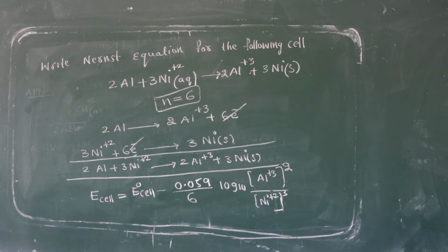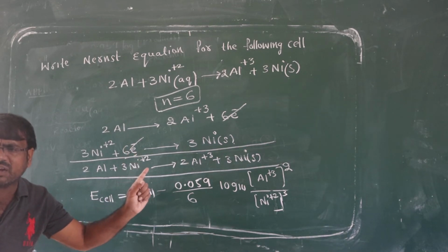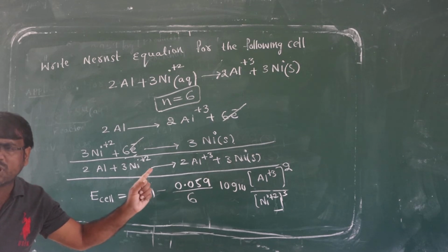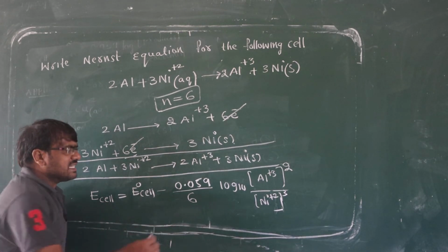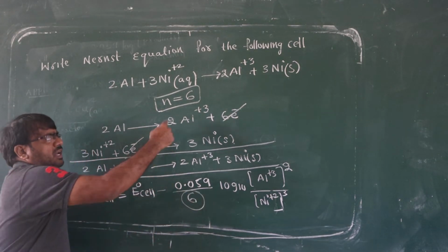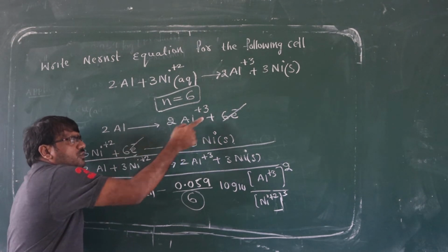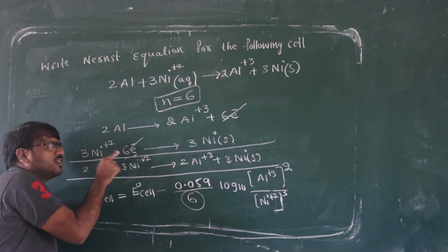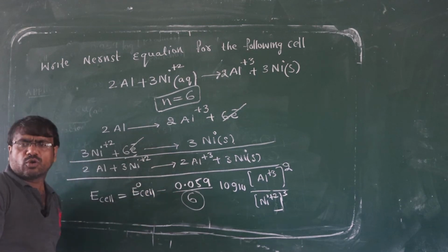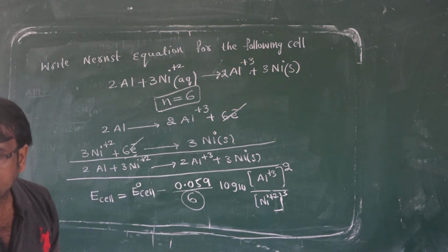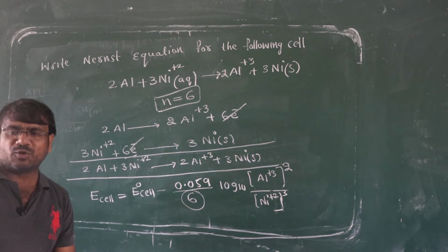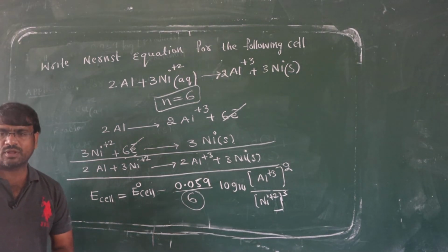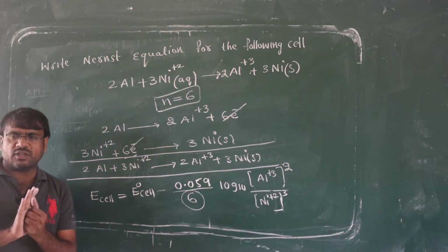Right. Excellent. Did you get the point here? Understood? So why have I taken 6? Because the number of electrons lost by aluminum is 6, and the number of electrons gained by nickel is 6. That's why n is equal to 6 we have to use. You want me to repeat once again? Okay, no problem, once again I will repeat it.